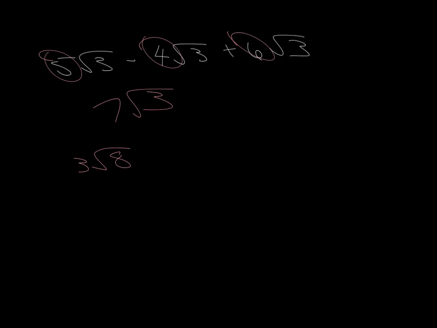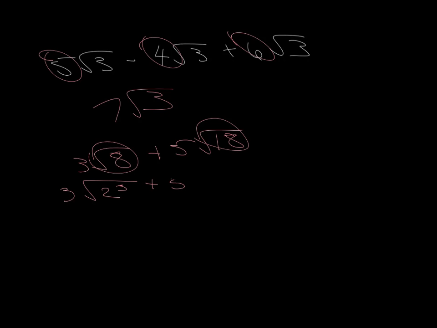3 square root of 8 plus 5 square root of 18. Okay, so it appears that you can't add those. But if we reduce our radicals, we might be able to do that. So, the square root of 8 is the same as 2 cubed, and square root of 18 is the same as 3 squared times 2, 9 times 2.